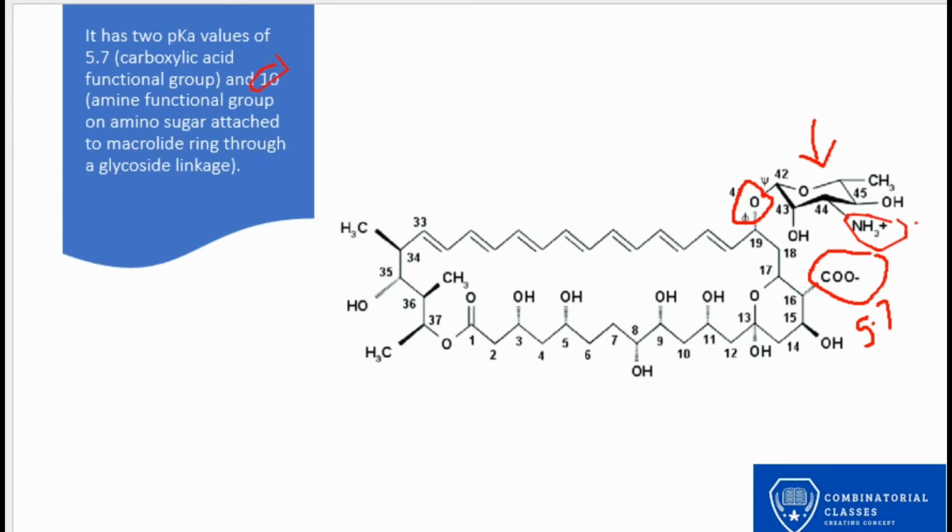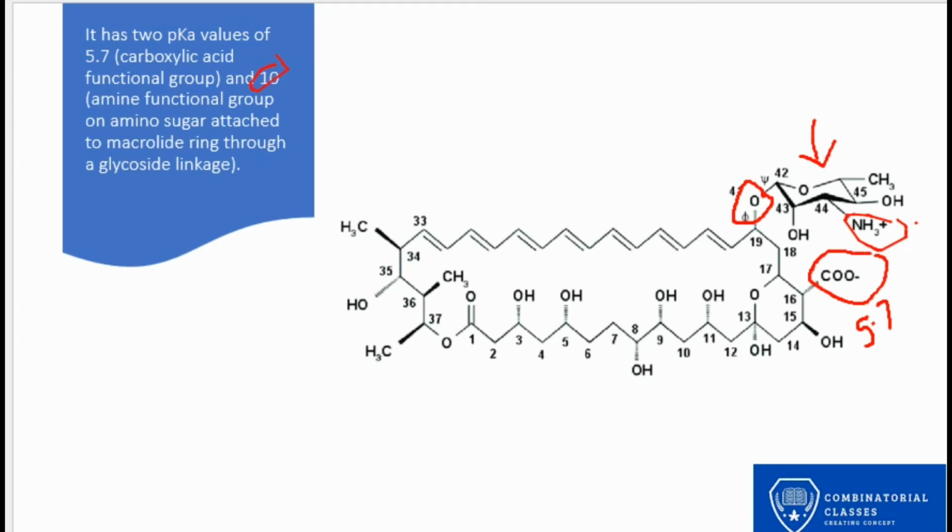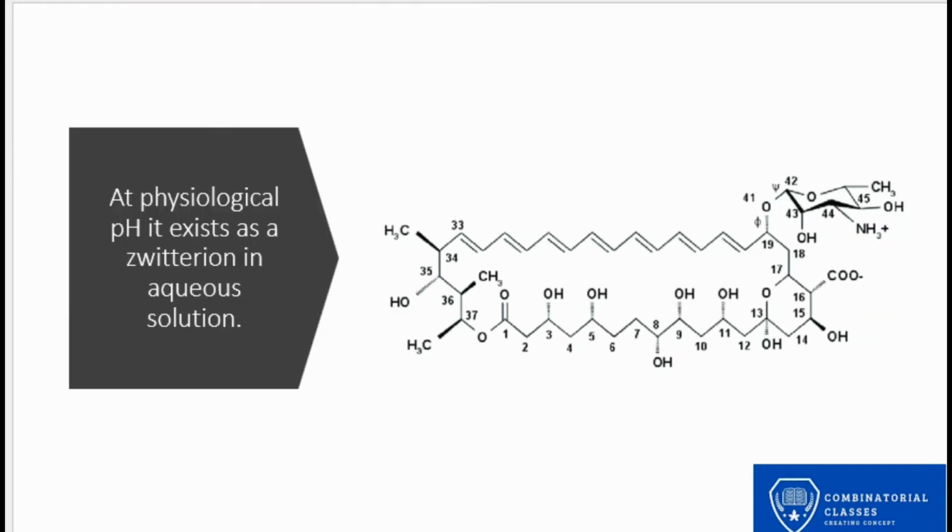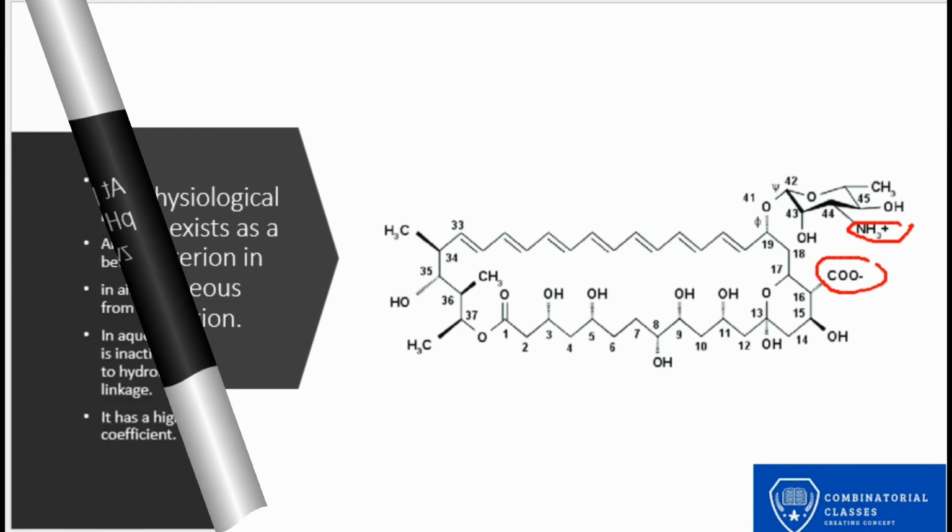Then what happens? The function of the membrane as an osmotic barrier is reduced, right? And the organism will be killed, right? So the next property of this drug is that at physiological pH it exists as a zwitterion in aqueous solution due to the presence of this particular anionic and cationic group. So this compound shows zwitterionic character in aqueous solution. The important property of this drug.